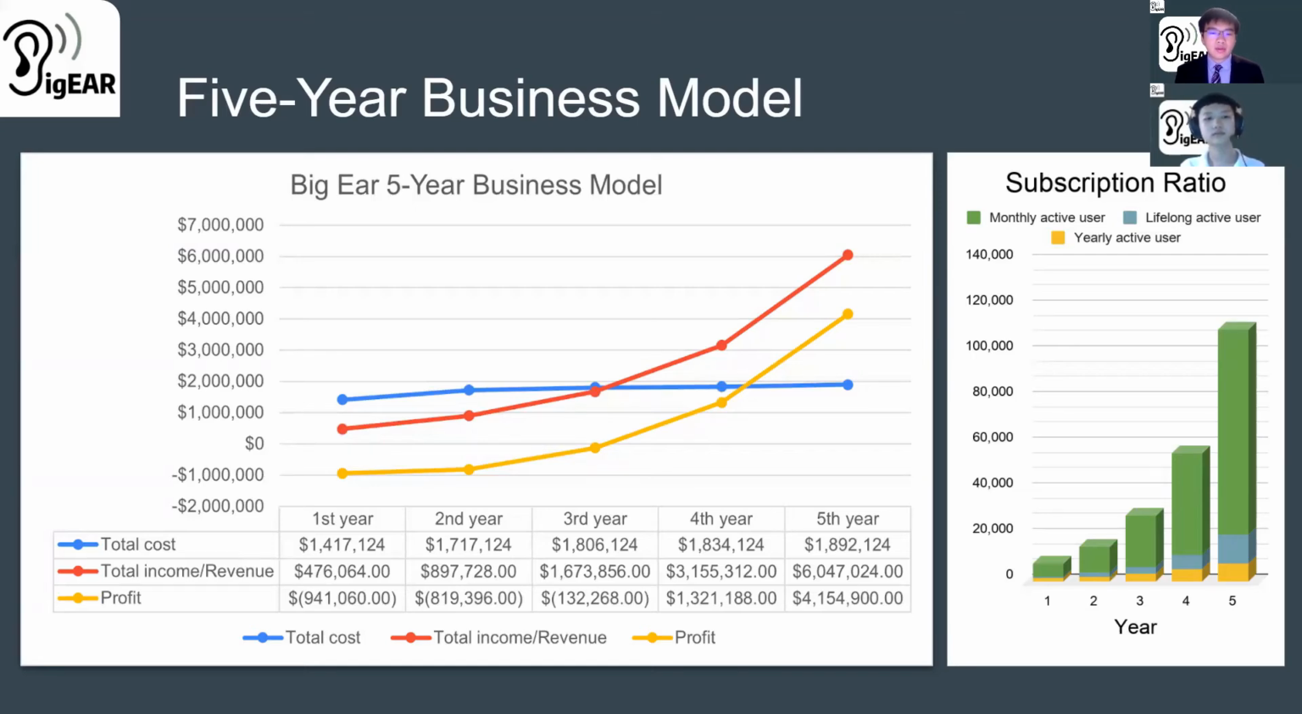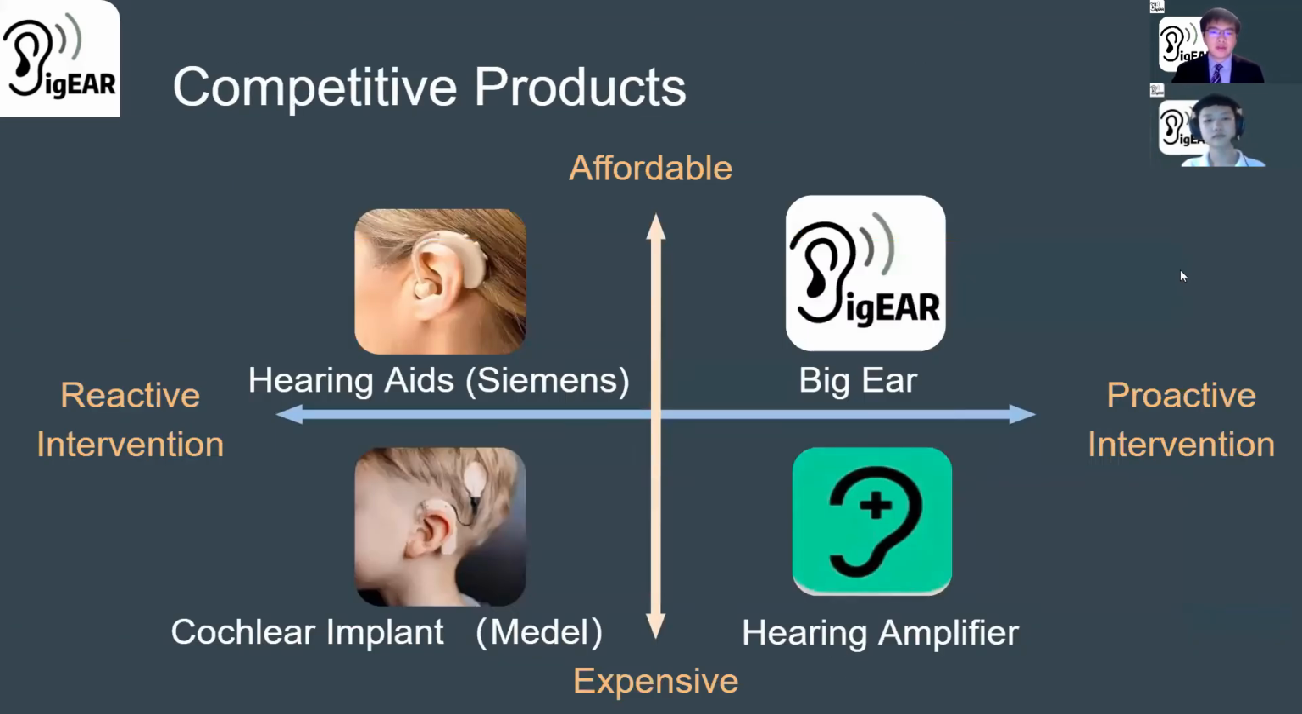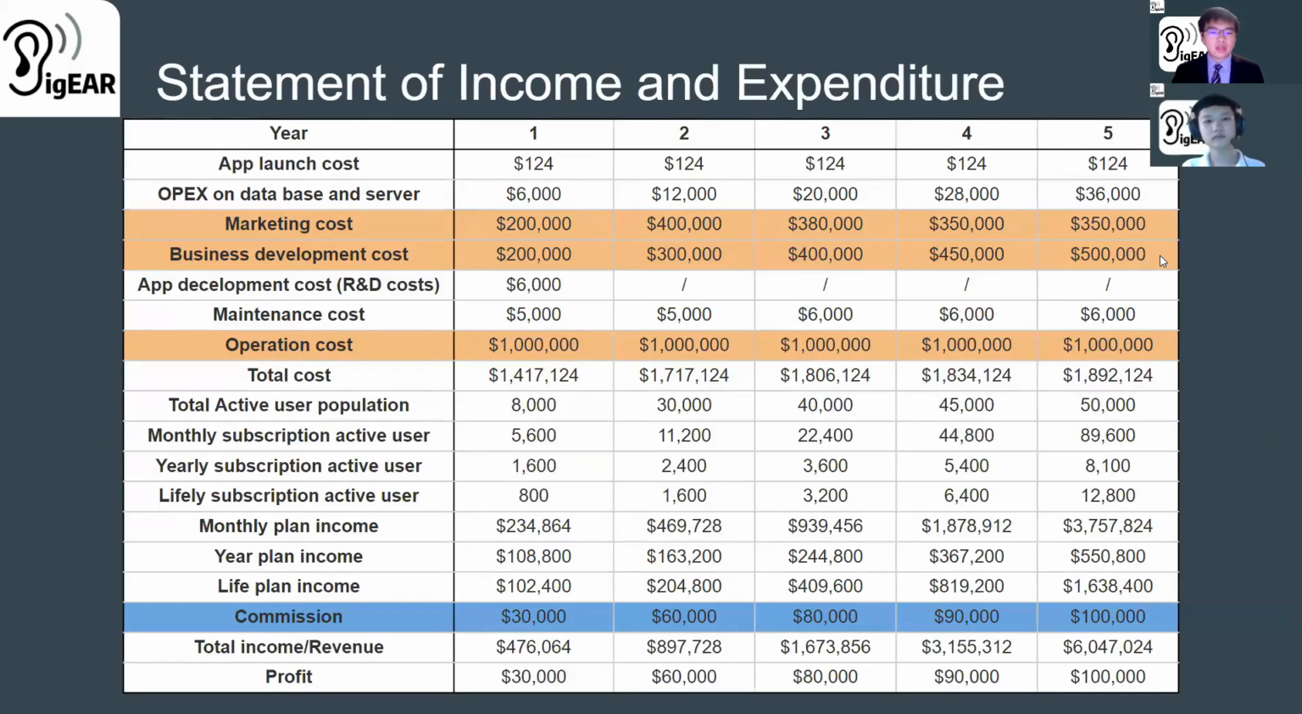Here is a chart of the company's detailed income and expenditure in 5 years. As you can see, the 3 main costs are marked with orange, and they are marketing, business development, and operation cost. Also, the income from commission, which is the most important revenue source other than the subscription fee, is marked with blue.